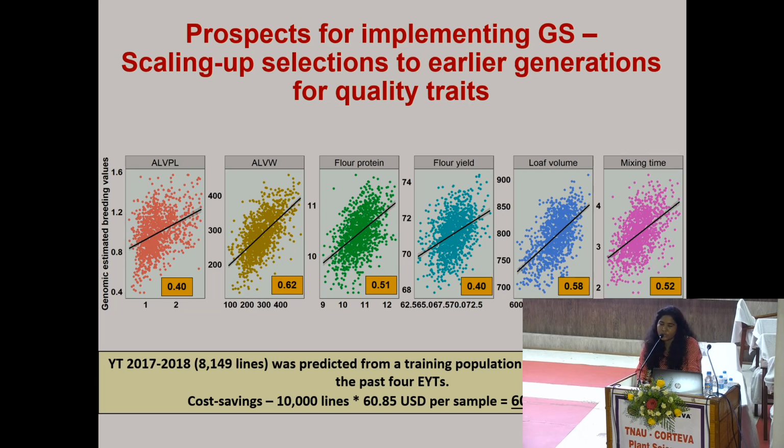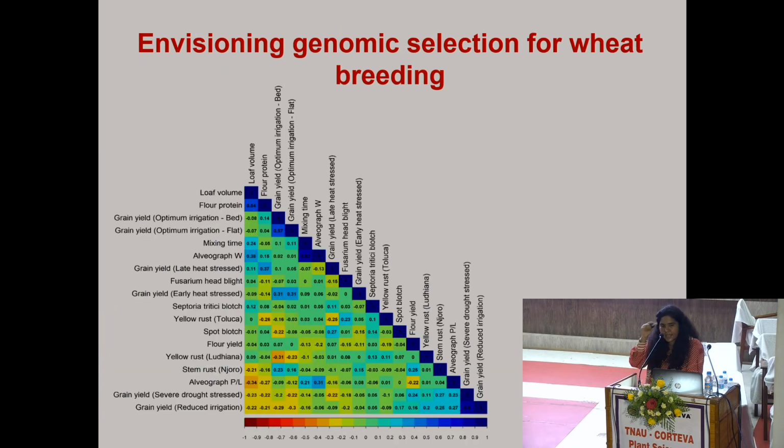So we've used our training sets to predict that, and as you can see here, our accuracy is not too bad. Some of the traits like alveograph, the accuracy is about 0.6. So quality always shows promise for genomic selection, and if you look at the cost savings, instead of phenotyping 10,000 lines, you can just use training sets and predict them, and you're still going to save about $600,000. And the last thing I have is envisioning genomic selection for wheat breeding.